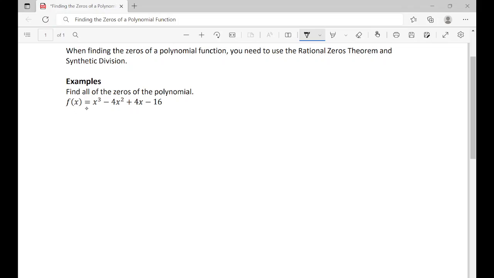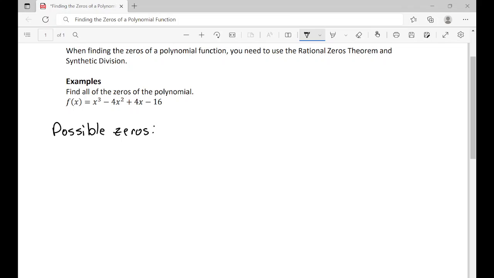So for f of x equals x cubed minus 4x squared plus 4x minus 16, we need to find all the zeros of the polynomial. So the first thing we have to do is find the possible zeros so we can figure out what the actual zeros are. And we know that since this is a cubed here, we can have at most 3 zeros, period. So first off, let's find all the possible rational zeros.